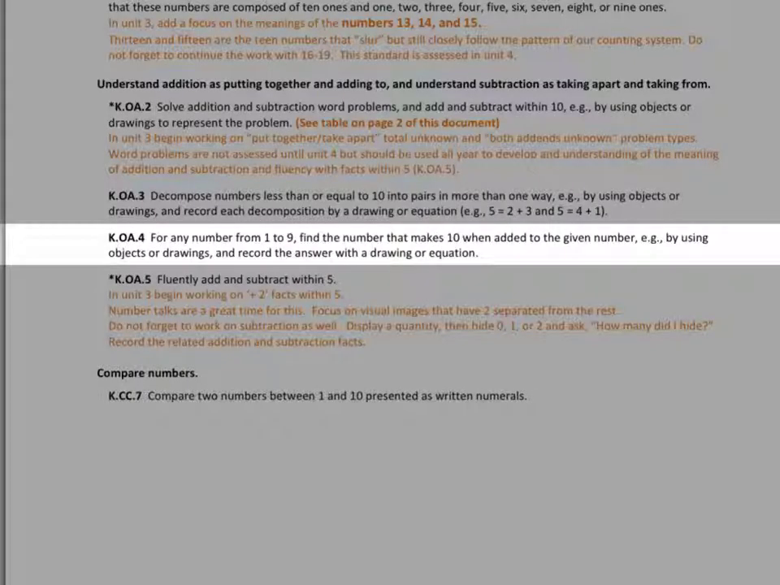You can also tie your both add-ins unknown problems to KOA4. For any number 1 to 9, find the number that makes 10. If the total number of objects in your story problem is 10, the students are working on decomposing 10 into many ways, which will help them with this standard. It's important, though, to know that students really need to have almost from memory, but maybe not quite from memory, an ability to find the number that adds up to 10.